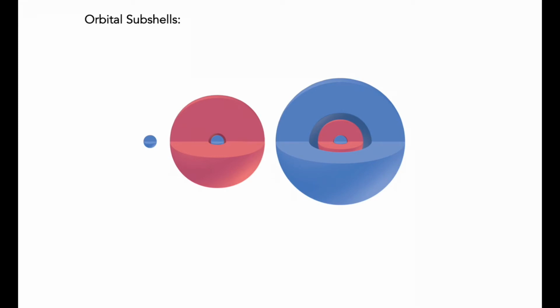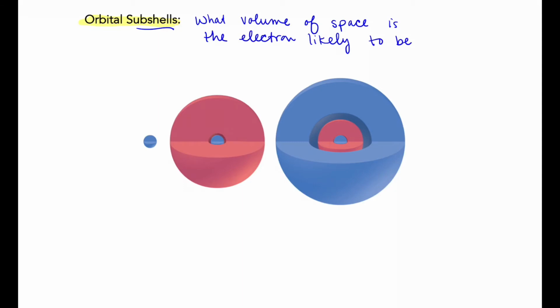So the subshell tells us what volume of space the electron is likely to be found in. What volume of space is the electron likely to be found in? That's like probably, likely to be found in.